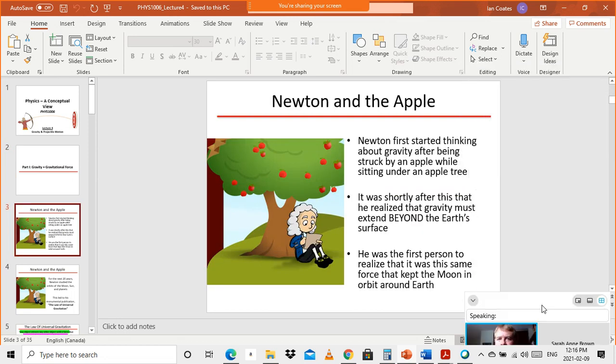What do we got here? Newton and the apple. We've gone over this already. Newton first started thinking about gravity after being hit in the head with an apple. And it was shortly after this that he realized that gravity must extend beyond the Earth's surface, right? Because the apple's up there. Well, the apple fell on my head, so that must mean that even though I have a pen here and it falls to the ground, gravity still exists up there at the top of the apple tree. So something's going on here. Gravity extends from the ground up to somewhere.